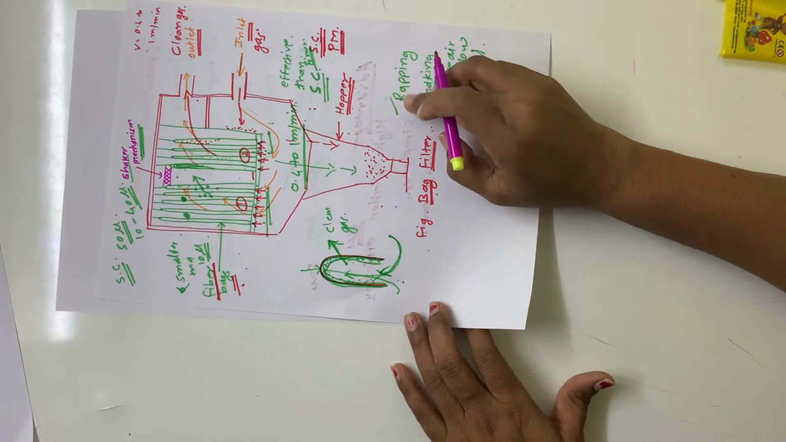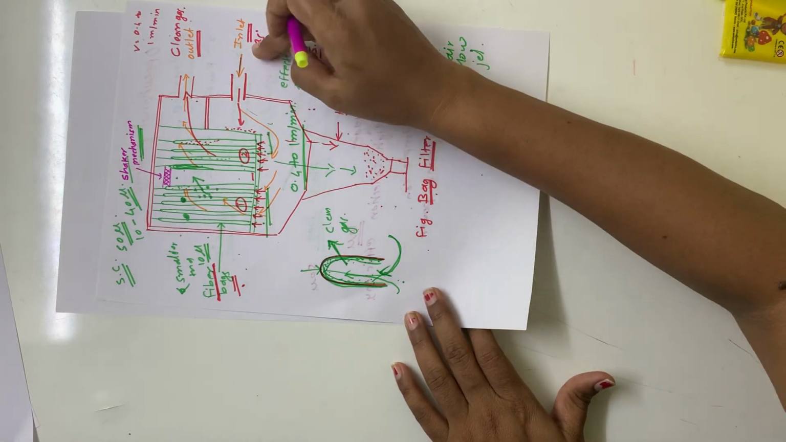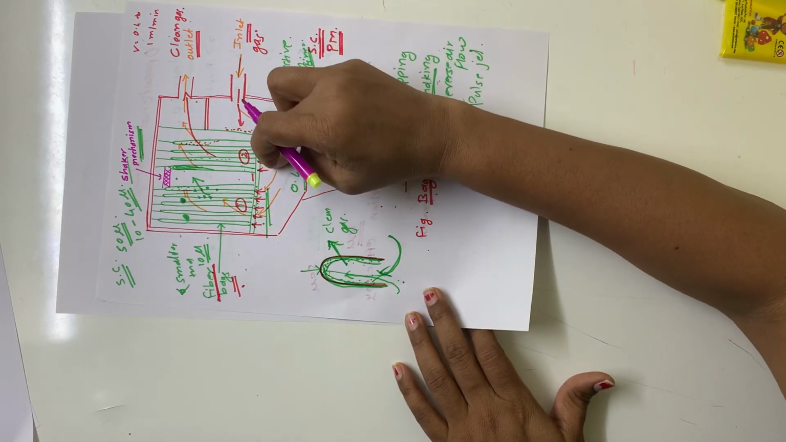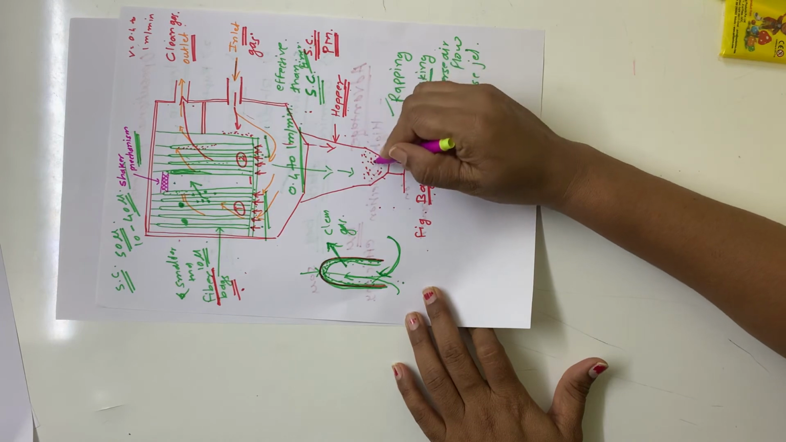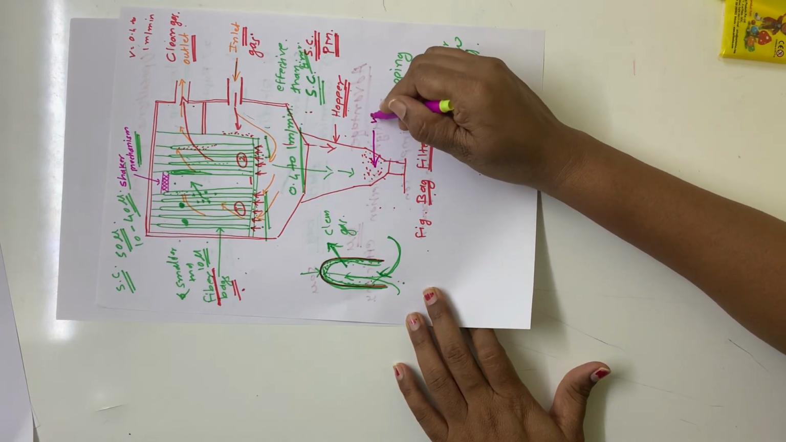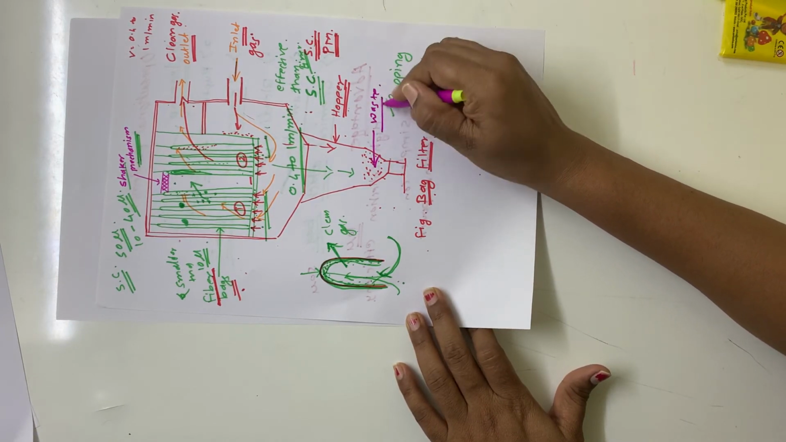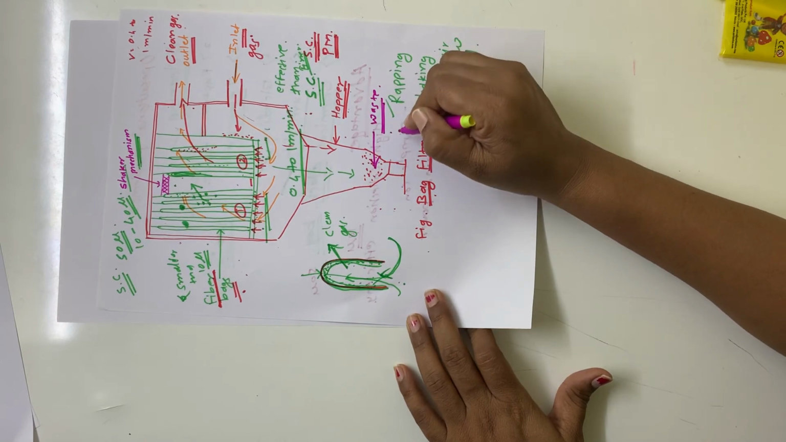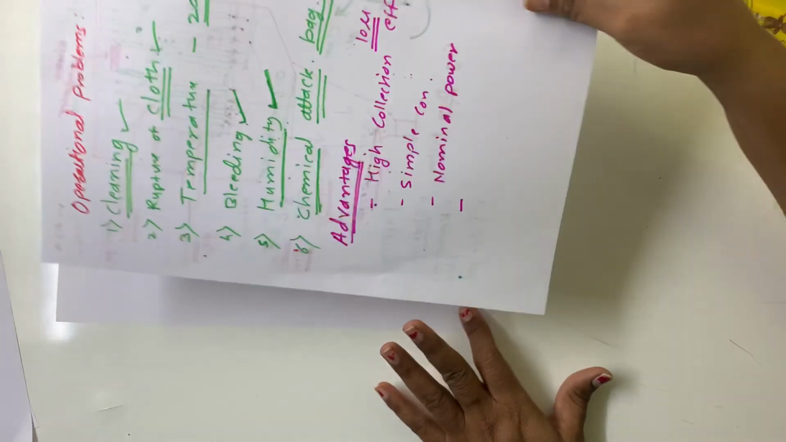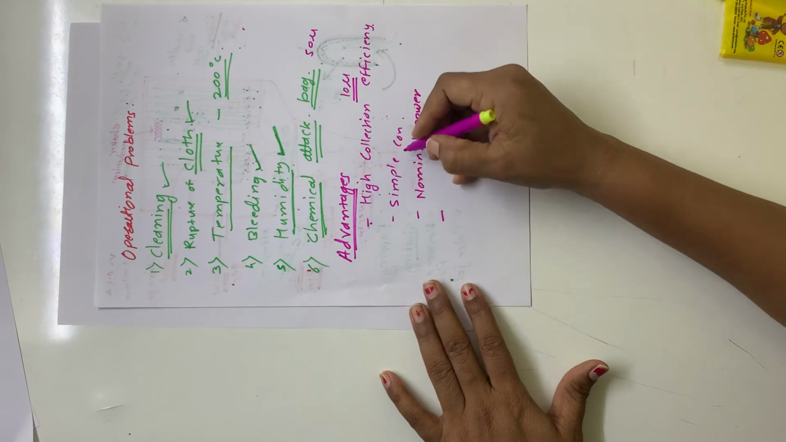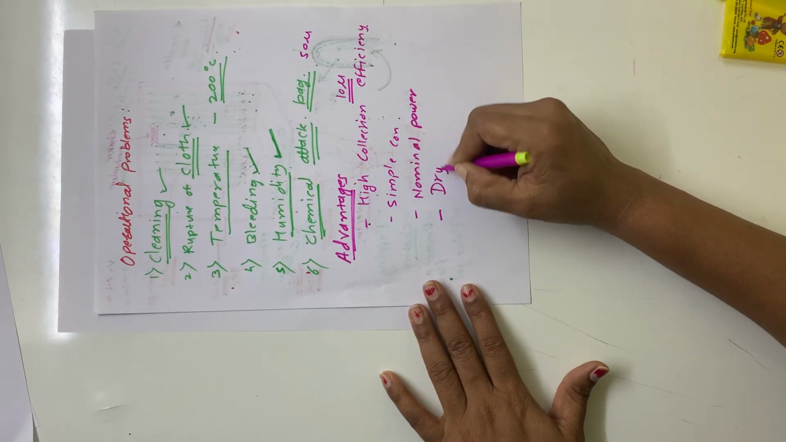Then there is the disposal. We have two tasks. First, to remove the pollutants from the laden gas, and second, to dispose of the collected waste. If it is in a dry form, it is very easy to dispose of. So that is also one of the advantages, dry disposal.